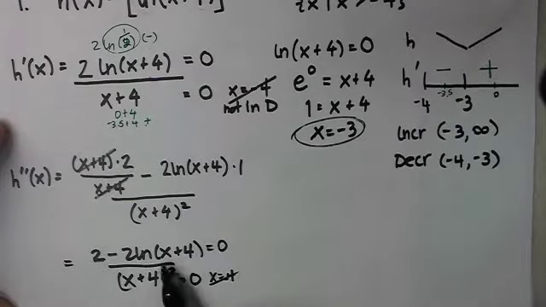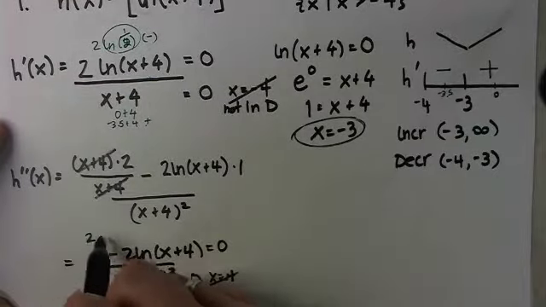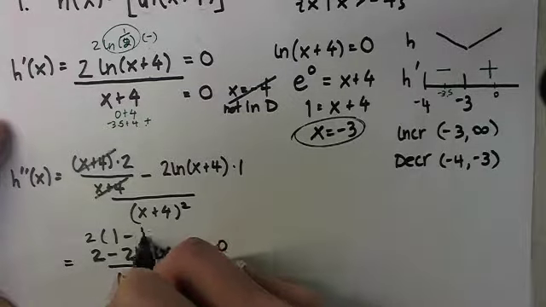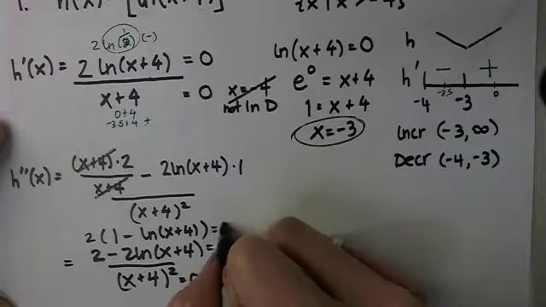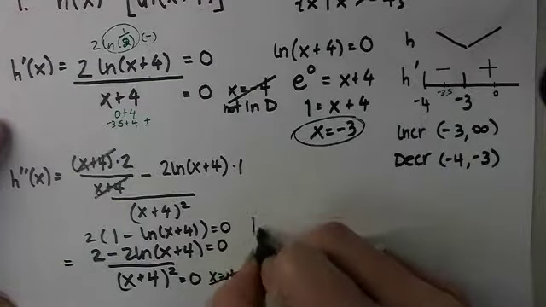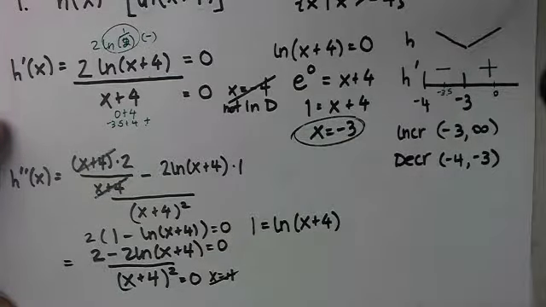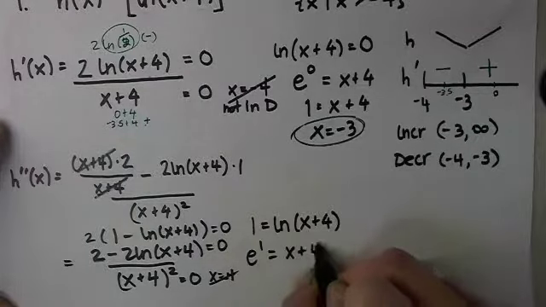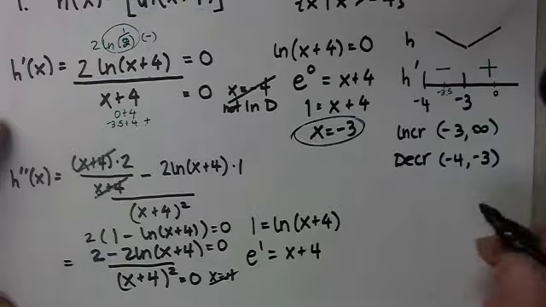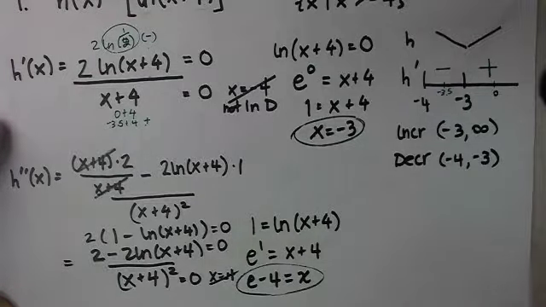So we need where the numerator equals 0. Well, if you factor out a 2, this is the same as 1 minus ln of x plus 4. So setting that equal to 0, add the natural log over to the other side. Where does 1 equal ln of x plus 4? Convert that into exponential form. The base is e, the power is 1, and then it equals x plus 4. e to the 1 is just e. So subtract 4 over to the other side, and you get e minus 4 is x. So that's the number that goes on the sign chart for our second derivative.